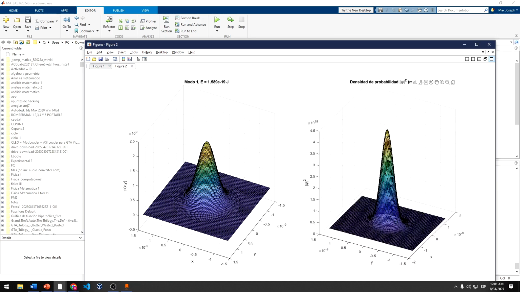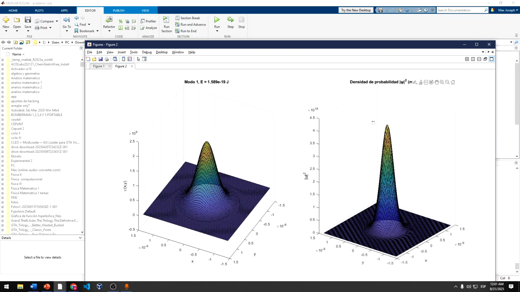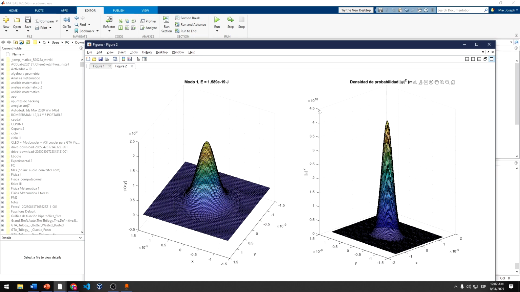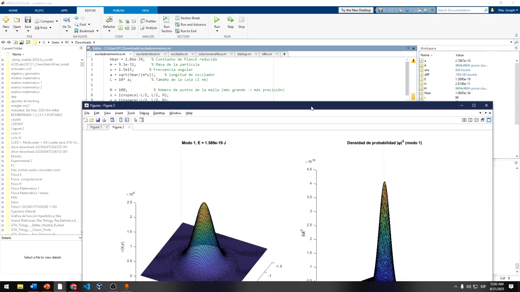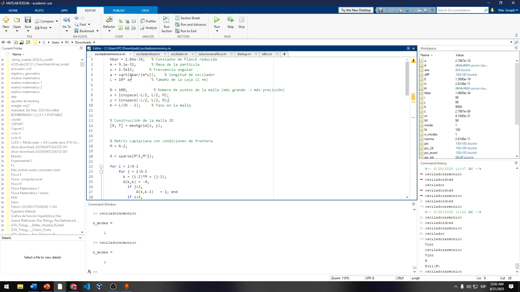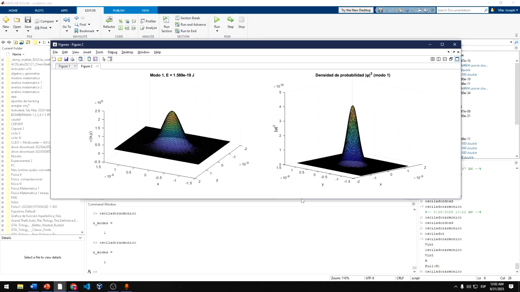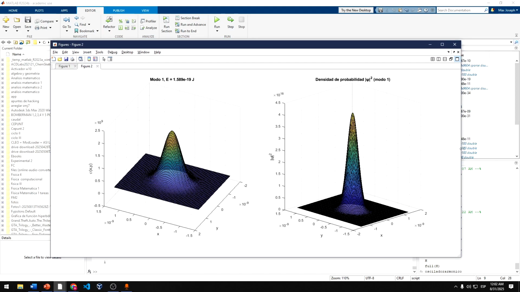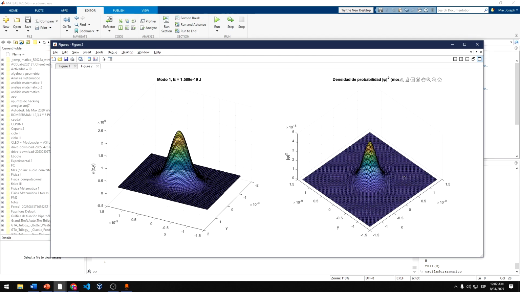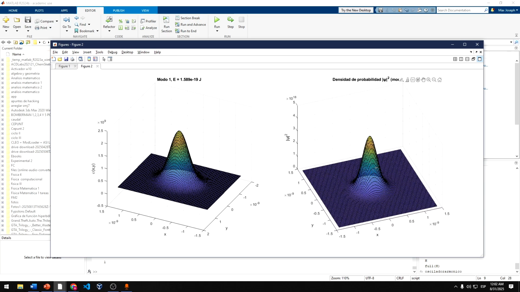Mira, la distribución de probabilidad, mira cuánto abarca. Es de 4.5 por 10 a la 18, amigo. Eso lo estoy atribuyendo mucho a las unidades que estoy tratando de dar de manera realista. Eso es lo que trato de hacer. Eso es lo que tratamos de hacer en métodos numéricos. Aproximar demasiado el problema a la vida real. Solo que en este caso es un oscilador armónico cuántico.